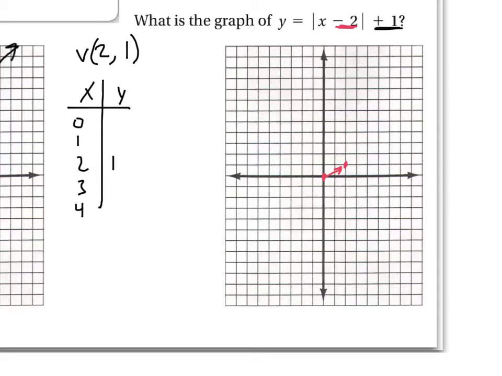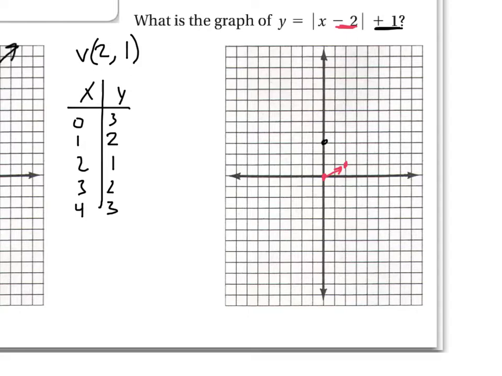So 0 minus 2 is negative 2. Absolute value of negative 2 is 2. 2 plus 1 is 3. Please finish that list for me. Okay, we should all have those done by now. So what are our y values? We have 3, then what? 2, 1, 2, and 3. Okay, so just like yesterday, let's go ahead and plot those points.